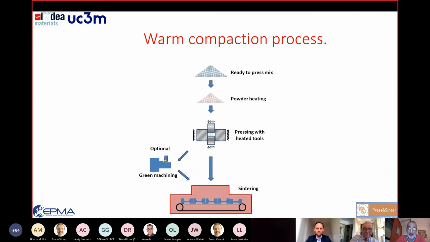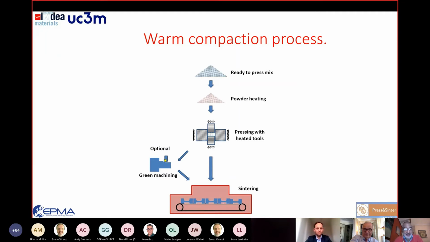Just to mention that we can improve the density of these materials using the so-called warm compaction process. In that case, we heat the powder up a little bit, to 110 or 120 degrees centigrade, and we can also heat the die, the wall of the die. And in this case, we strongly reduce the yield strength of the powder, and applying similar levels of pressure, we can reach much higher levels of density.